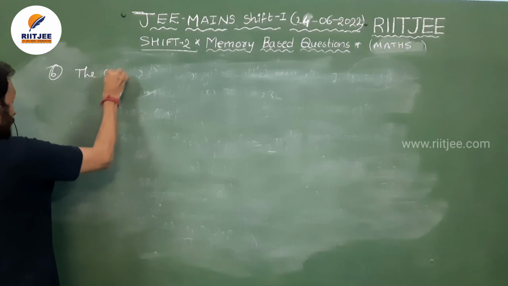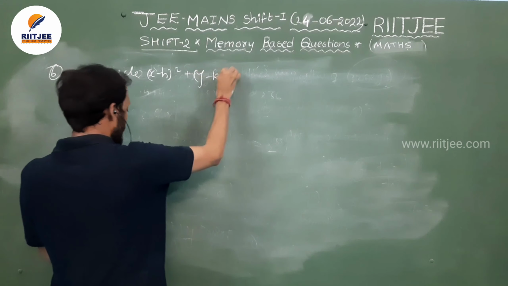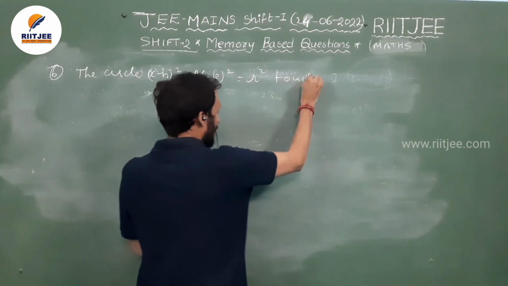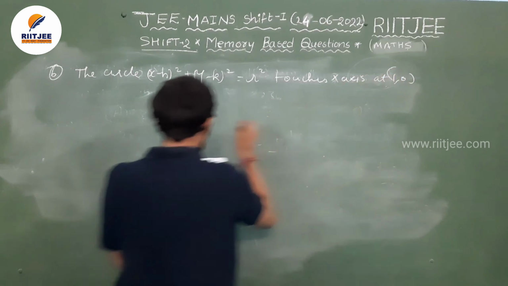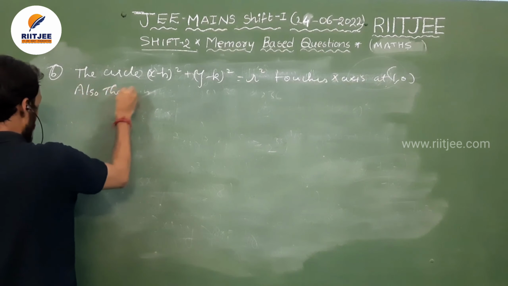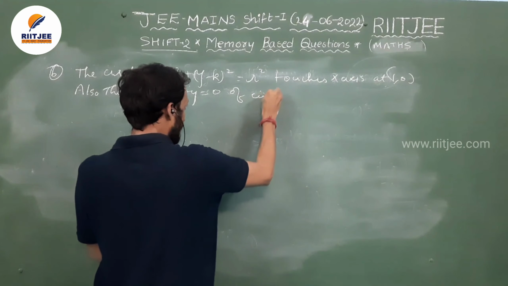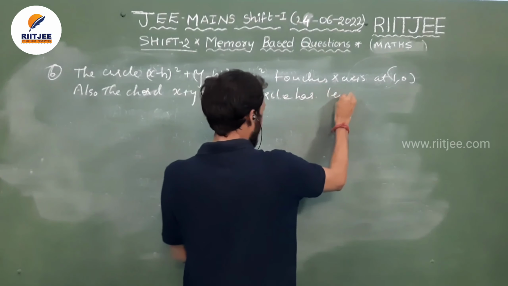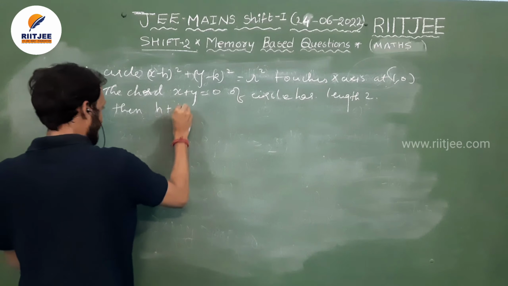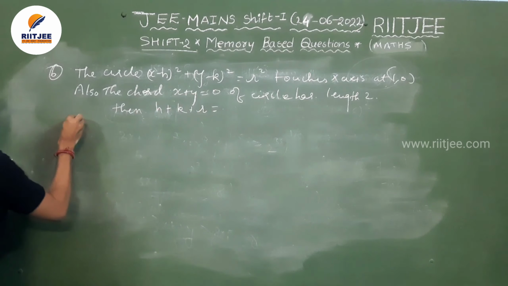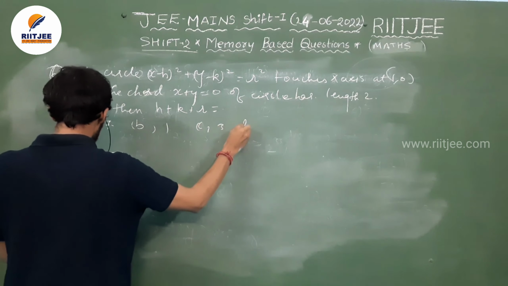Coordinate geometry. The circle (x minus h) whole square plus (y minus k) whole square equals r square touches the x axis at (1, 0). Also the chord x plus y equals 0 of the circle has length 2. Then you have to find the value of h plus k plus r. Option A 7, option B 1, option C 3, and option D 8.